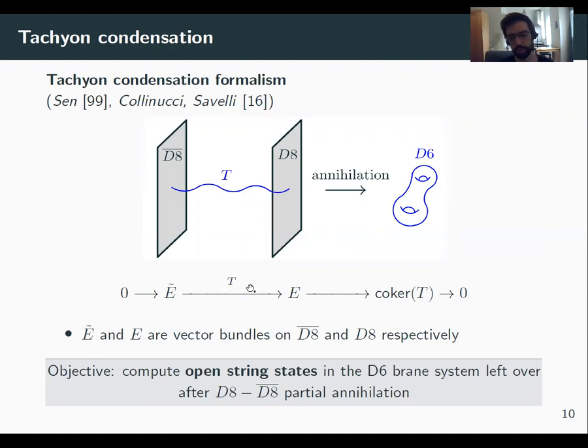So the tachyon is just a matrix, a map between vector bundles E and E tilde that are built on the D8 and anti-D8 stack. And now our objective is to compute the open string states in the D6 brane system that is left over after the D8 and anti-D8 annihilate each other.